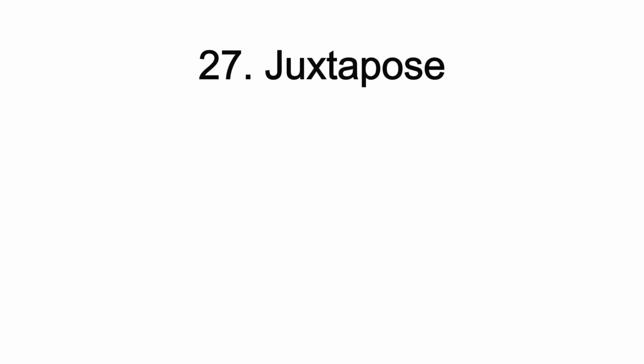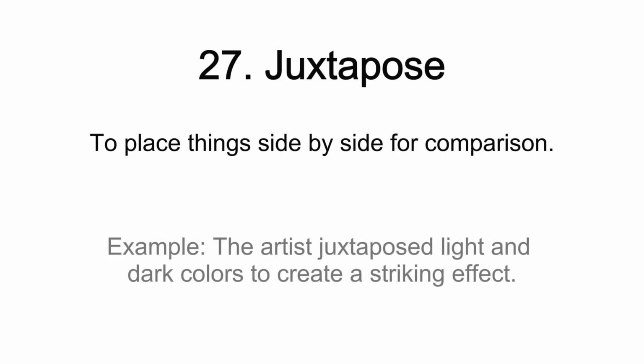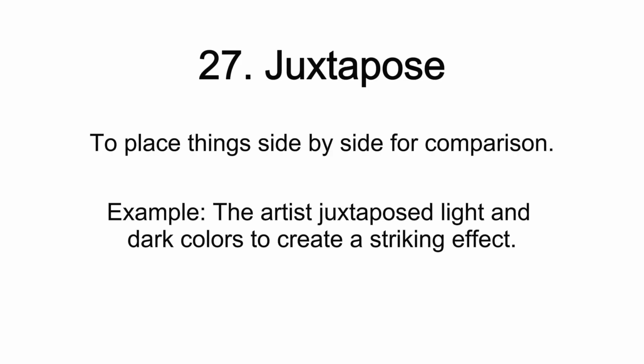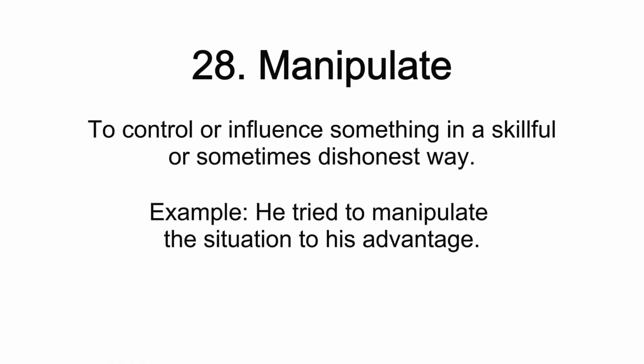27. Juxtapose. To place things side by side for comparison. Example: the artist juxtaposed light and dark colors to create a striking effect. 28. Manipulate. To control or influence something in a skillful or sometimes dishonest way. Example: he tried to manipulate the situation to his advantage.